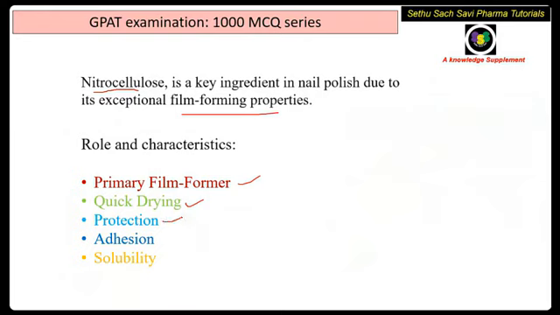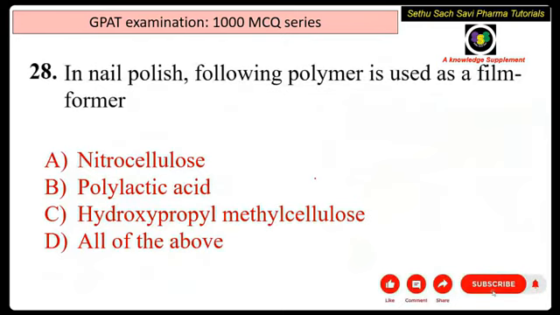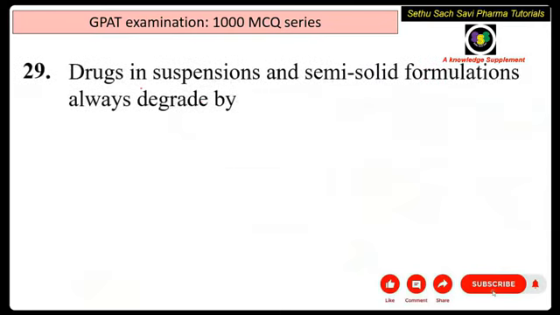Next one is protection, which means it will protect the nail surface from the other external environmental stimuli. Next one is adhesion. Whenever we are applying this formulation of a nail polish, it will adhere to the surface of the nail. That is adhesion. Coming to the solubility, nitrocellulose can be easily solubilized in the organic solvent that we are using for making this nail polish, right? So, which is a polymer that is used as a film former? It is nitrocellulose. Coming to the next question, drugs in suspension and semi-solid formulations always degrade by?